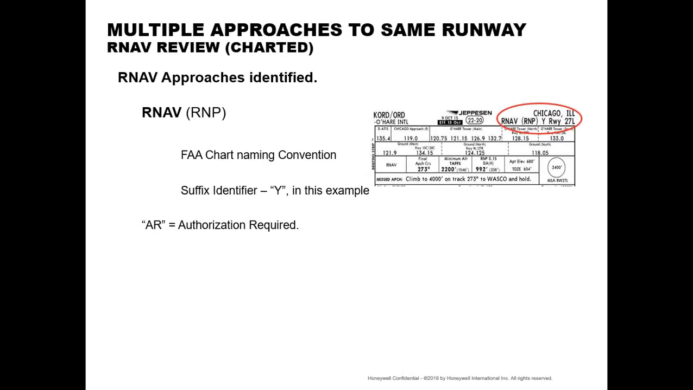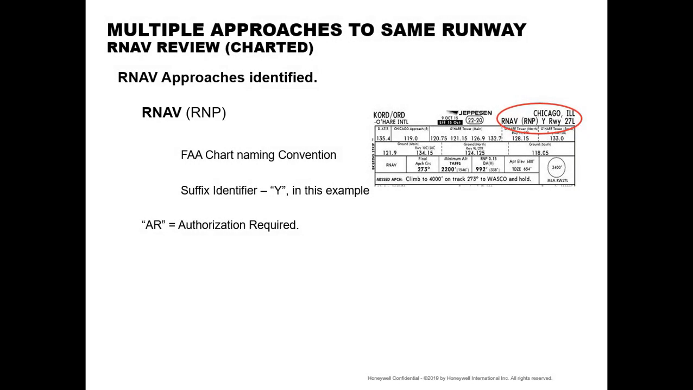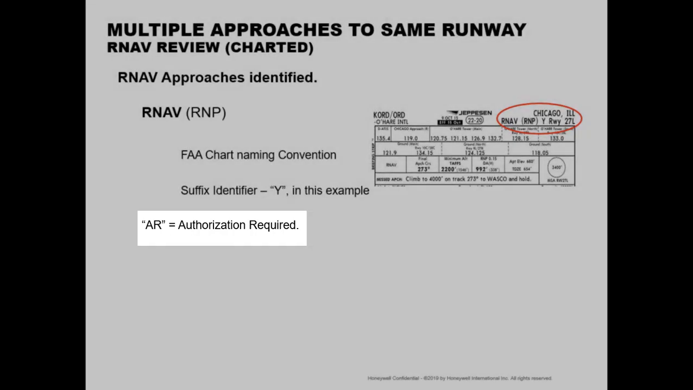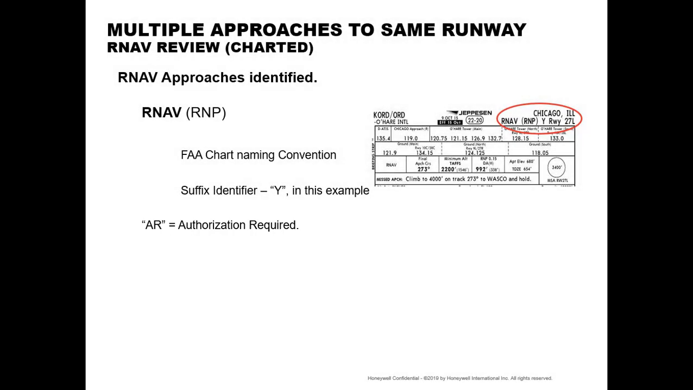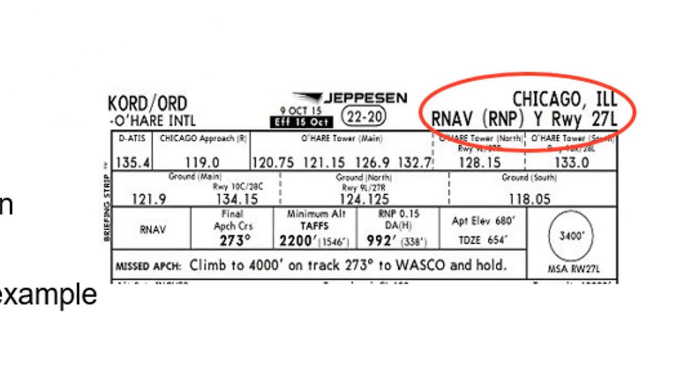Additionally, FAA naming conventions include RNAV RNP nomenclature as depicted for approaches which require a higher level of accuracy and RNP scaling. These authorization required, or AR, approaches which require FAA authorization will also be depicted with the alphabetic suffix when there is more than one approach charted to the same runway. The chart depicted shows the RNAV RNP Yankee runway 27 left to Chicago O'Hare Airport.